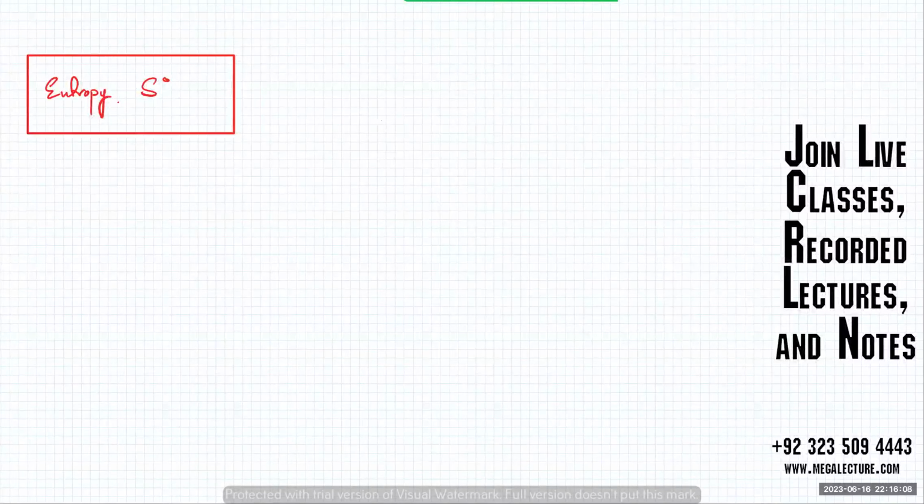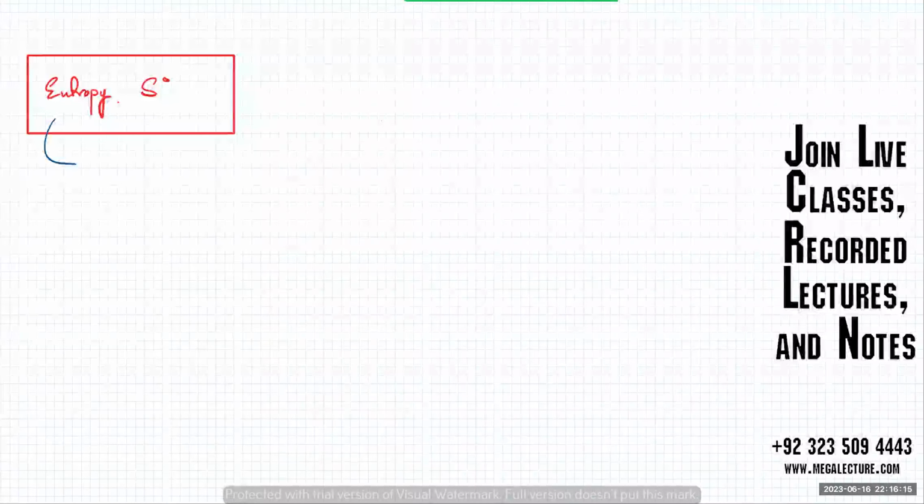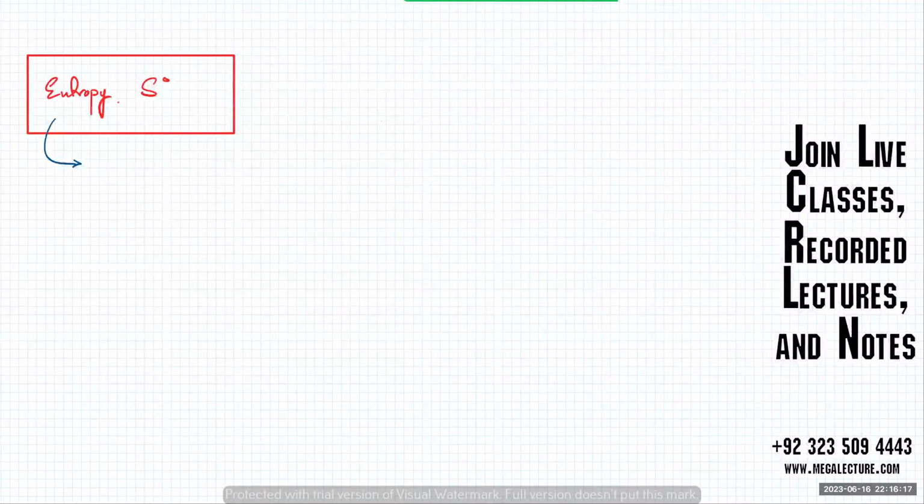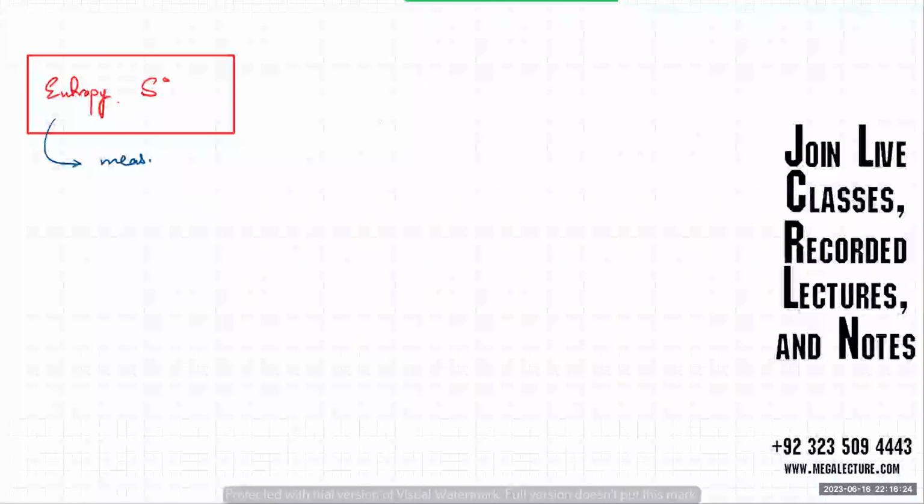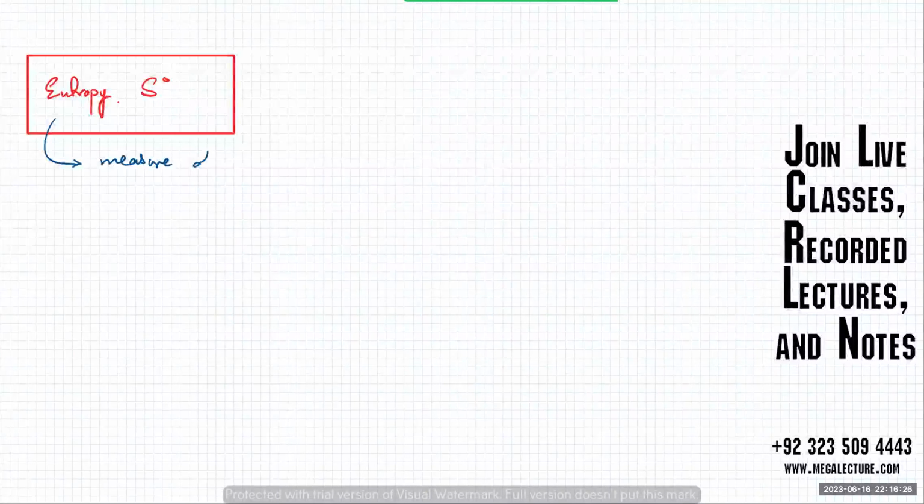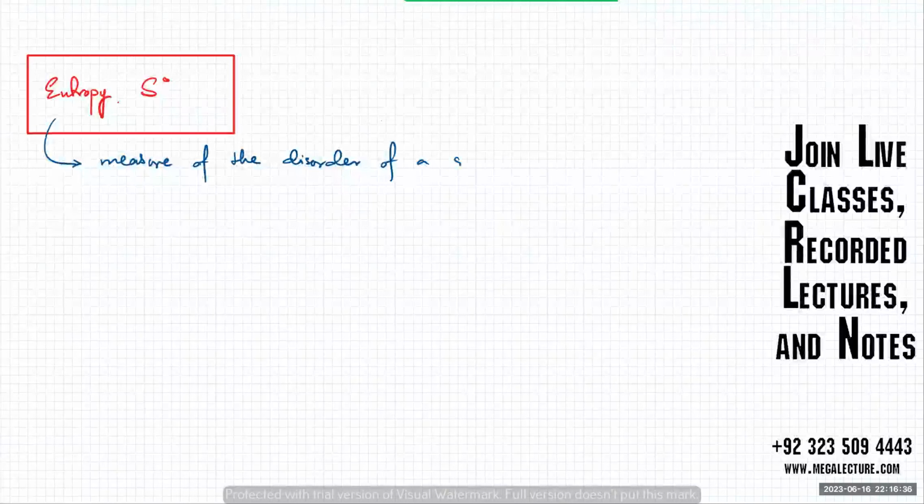Now entropy is a very popular concept which has many different applications. Entropy literally means it's the measure. If somebody asks you what entropy is, it's the measure of the disorder of a system. I mean, that's it. You're measuring disorder, right?